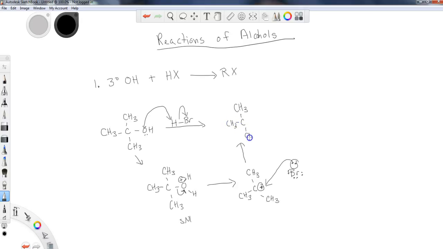It will come in and attack the carbocation, and what we end up with is CH3, so we keep our tert-butyl, but now we have the halide instead of the alcohol. So I can take any ROH, provided it's tertiary, I can add HX. And the mechanism that I will undergo will be SN1, and I end up with RX. Okay, so that's the first one that you should be aware of. That's a reaction of an alcohol.